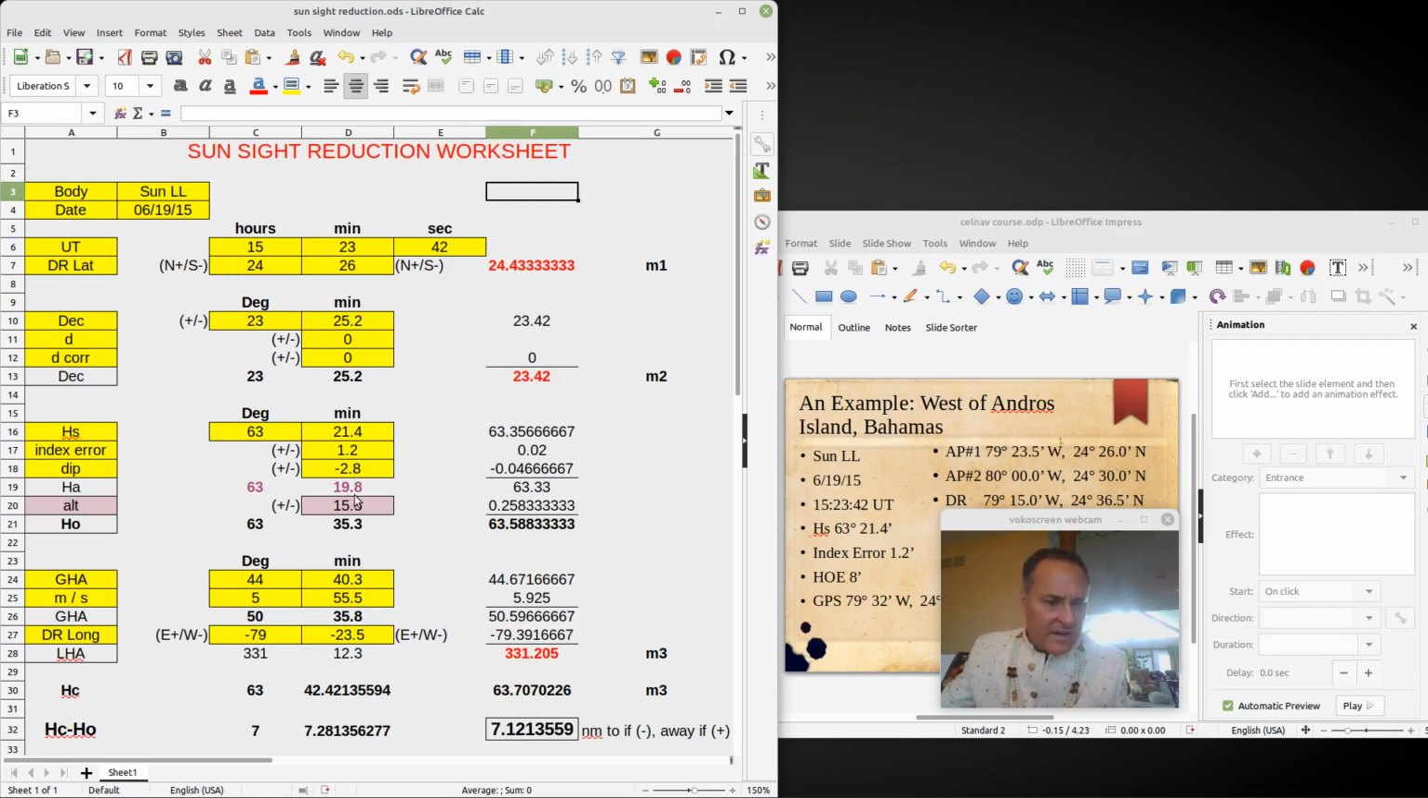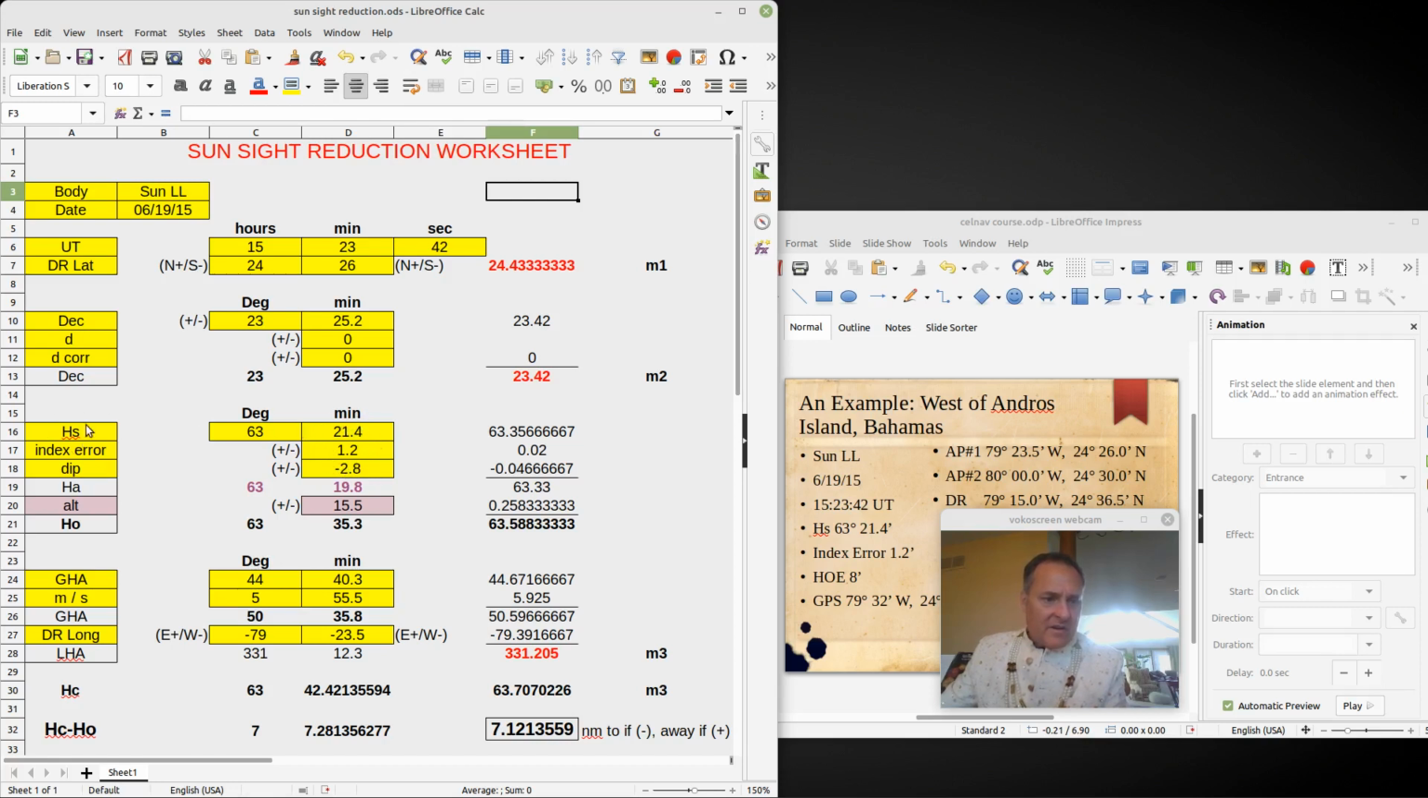And that's this value here. Now, before I do that, though, I need to look up the dip. This value comes by looking up this height of eye of 8, in another little table off here to the side. At 8 feet, the value to use is minus 2.8. So I put this minus 2.8 in here, and I algebraically add all this up.